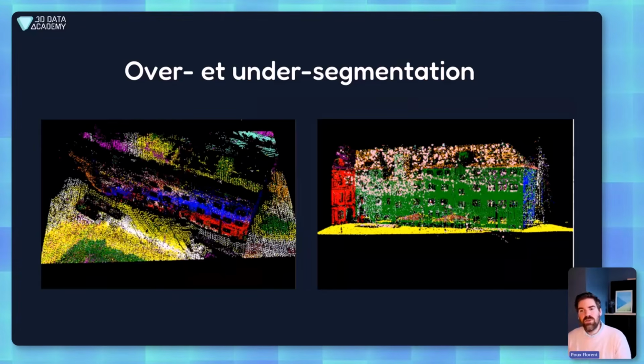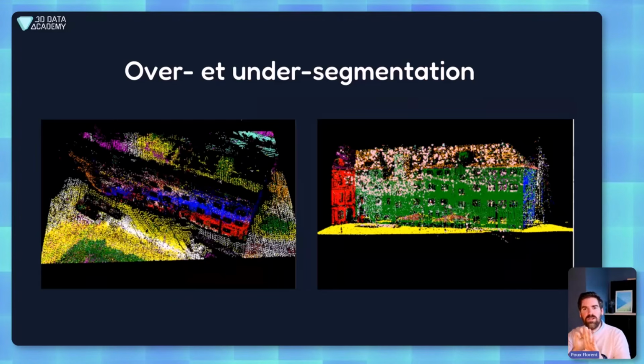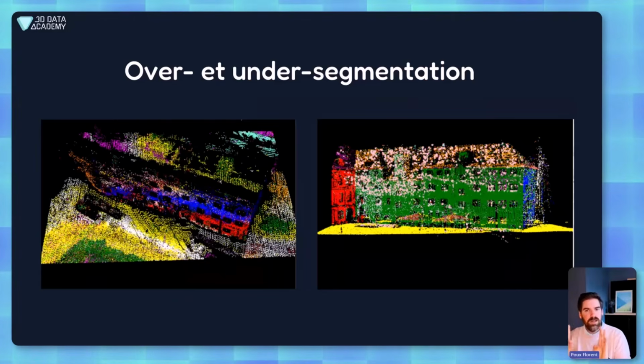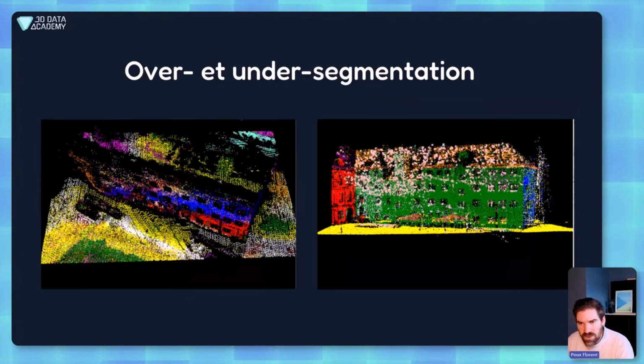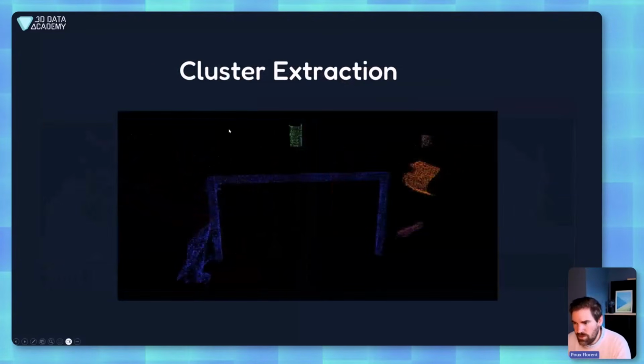So this could be having a segment on an edge that bleeds over two facades. If you want the facade independently, this will be problematic. So this is what should be monitored under segmentation. This is the metric that should really be monitored.